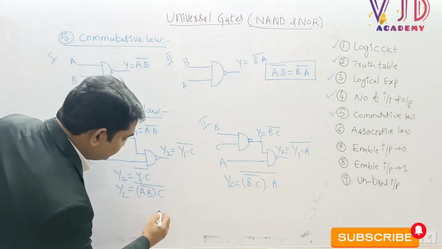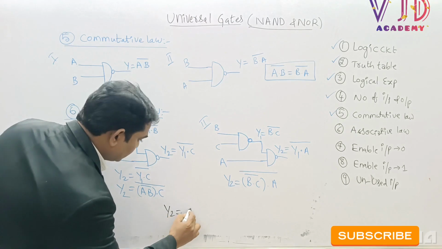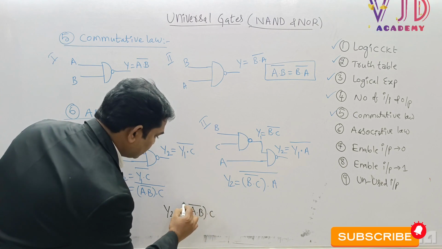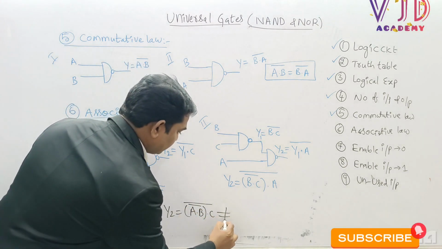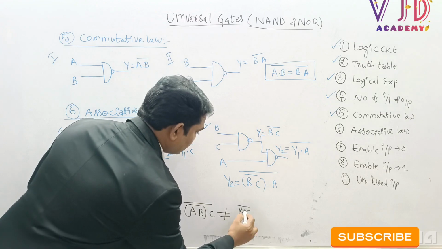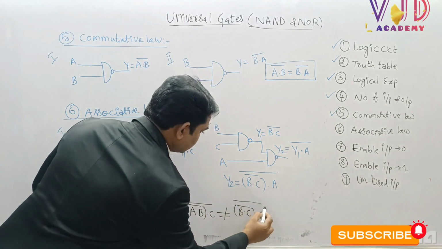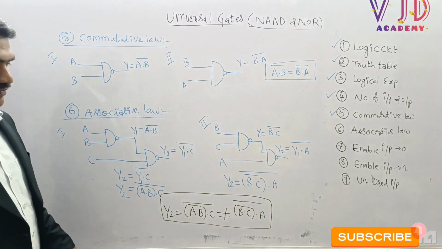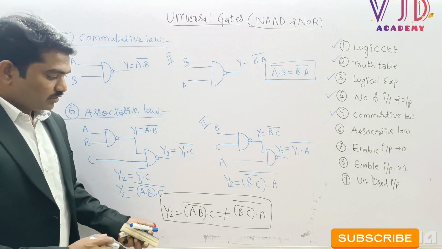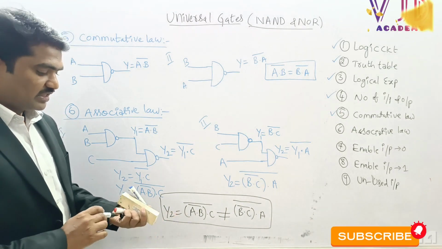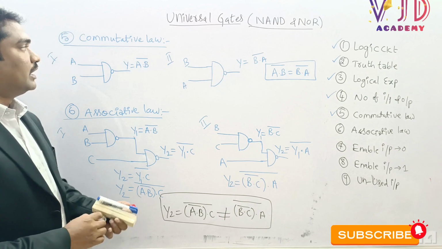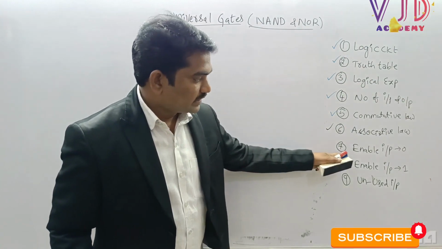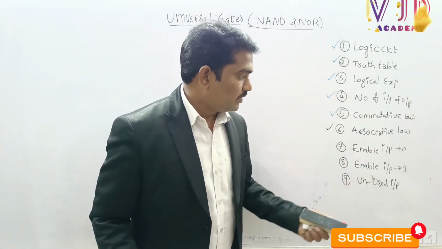But sir, here let us try to understand. Here y2 equal to A into B whole bar into C whole bar, which is not equal to B into C whole bar into A whole bar. Because these two expressions are not equal, when we draw a truth table or analyze these logical expressions, we can say that our NAND gate is not at all following associative law. The leftover part here is enable input 0 and enable input 1.